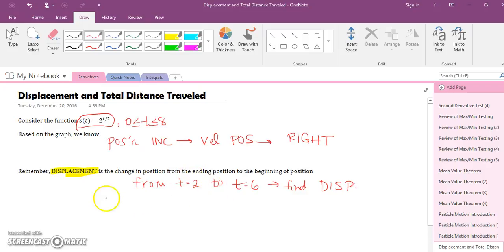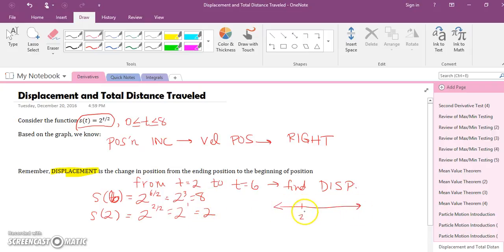So to find the displacement, let's find where the particle is at 6 seconds, and let's find where it was at 2 seconds. So at 6 seconds, it's 2 to the 6 over 2, so 2 cubed, which is 8. And at 2 seconds, it was 2 to the 2 over 2, which is 2 to the first, which is just 2. So at 2 seconds, it started at 2 on the x-axis. At 6 seconds, it was at 8. So clearly, the displacement is a total of 6. I got that by doing s of 6 minus s of 2, 8 minus 2.